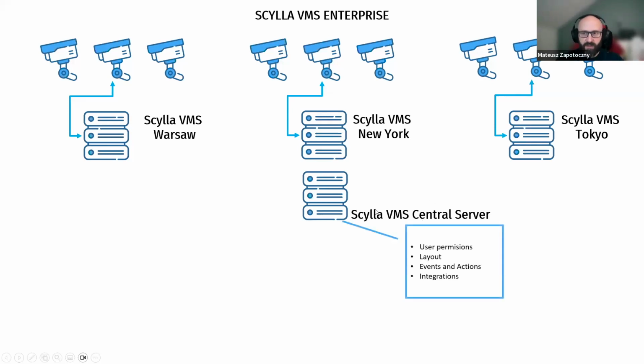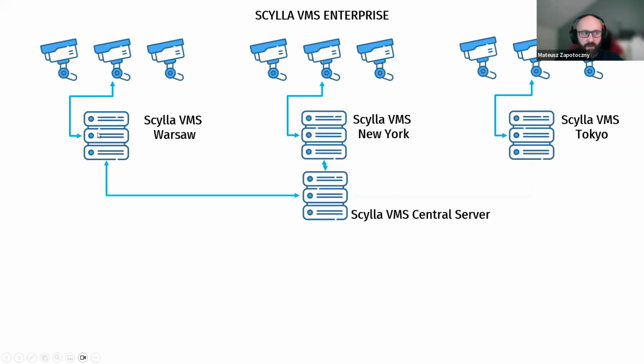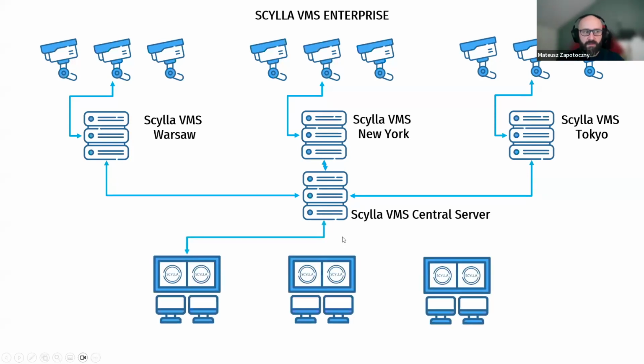On this central server, we keep, again, user permission, layouts, events, actions, integration. So in this case, you don't need to configure each server separately. You just configure this one, and all those servers, they take all the resources from the central server, all the permissions, all the configuration. So those servers are independent, but the licensing, the rights, the configuration, it's assigned using the central server, and you use your clients to connect to the central server, and using the central server, you connect to the specific local recording servers.